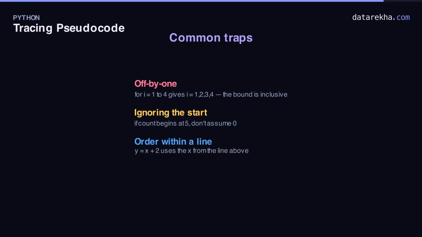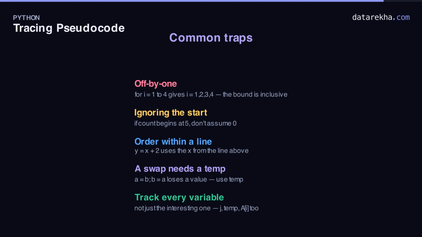Trap 3, order matters. If you set x first, then set y from x, the y uses the new x. Apply the assignment strictly top to bottom, using current values. Trap 4, a swap without a temporary. Writing a gets b, then b gets a, destroys the original a before you can save it. You need the third box. And trap 5, track everything that changes, not only the headline variable: the loop counter, the temp, and array cells. A value you forget to follow is a value you will get wrong.